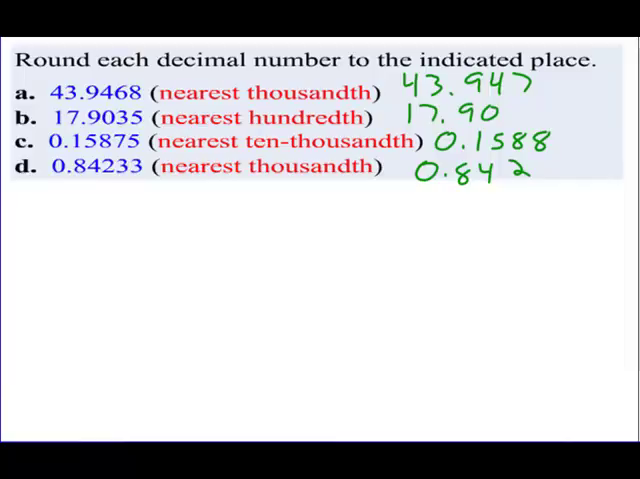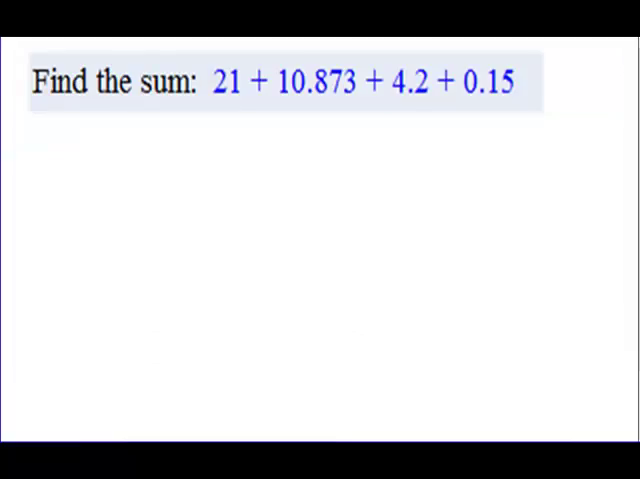That's the general gist of section 1. Section 2 goes to adding and subtracting. And adding and subtracting with decimals is pretty much the same as adding and subtracting with whole numbers. Let's look at one now. We want to find the sum of these 4 numbers.